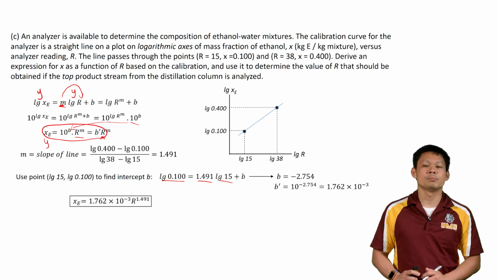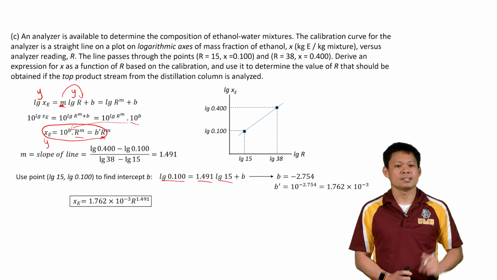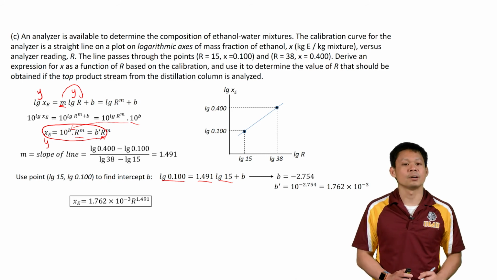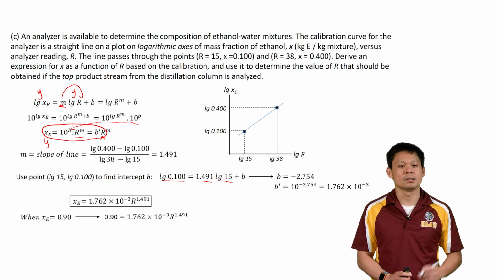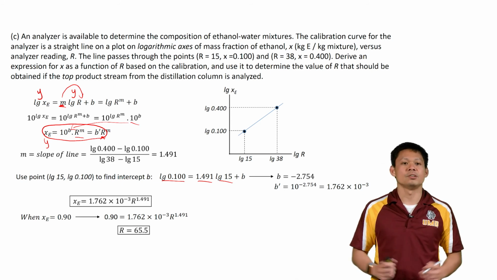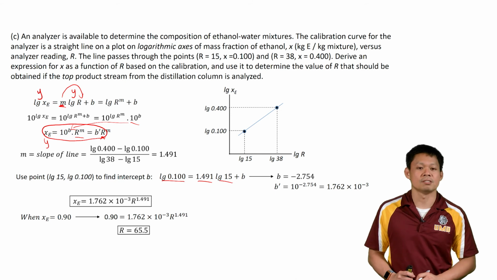Okay, so now we have our calibration equation. We know that Xe is 0.9 in our process. So now we need to calculate what R is. All we need to do is put Xe as 0.9 into here, rearrange the equation and solve for R, and you see that the analyzer reading should give us a value of 65.5.